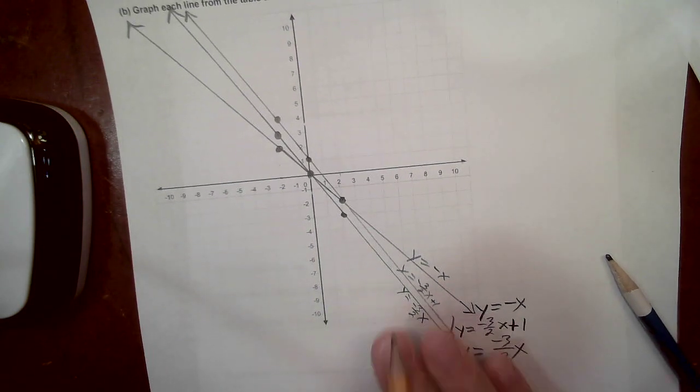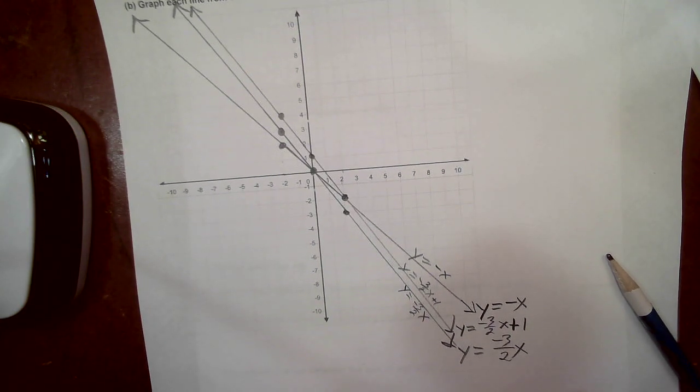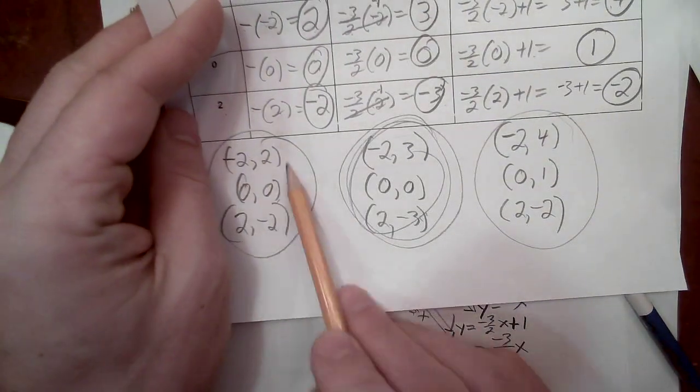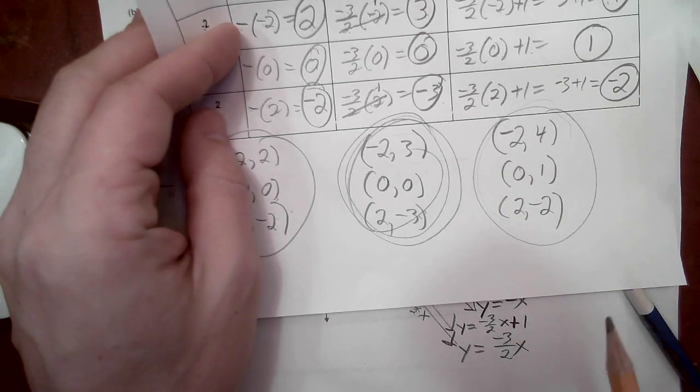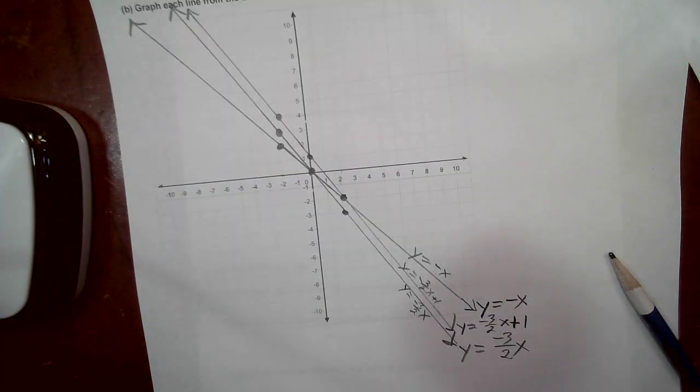All right, so we've got 3 lines on the same graph. Looks a little crazy, but what you saw is if I do them one at a time, these 3 points, draw a line. These 3 points, draw a line. These 3 points, draw a line. One at a time, you're going to be all right.